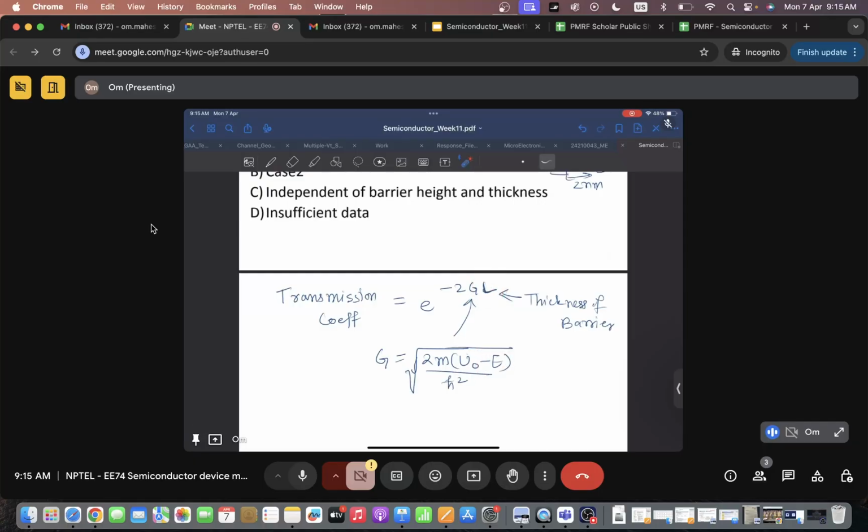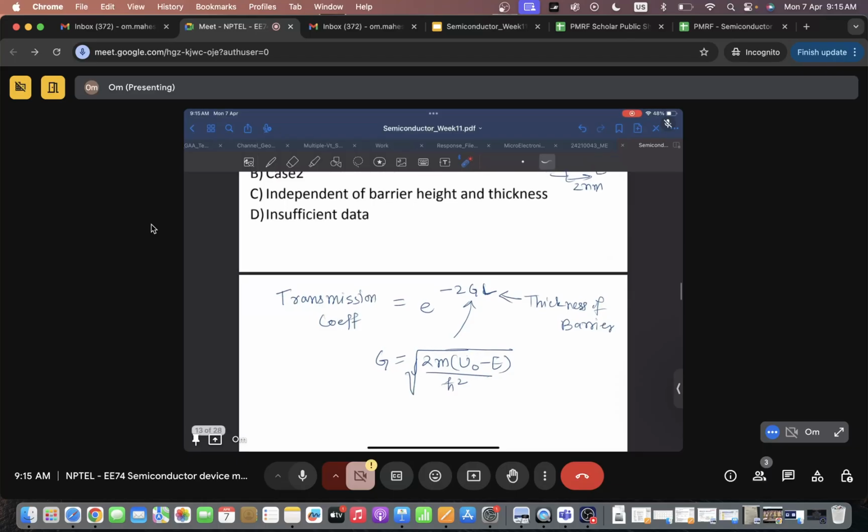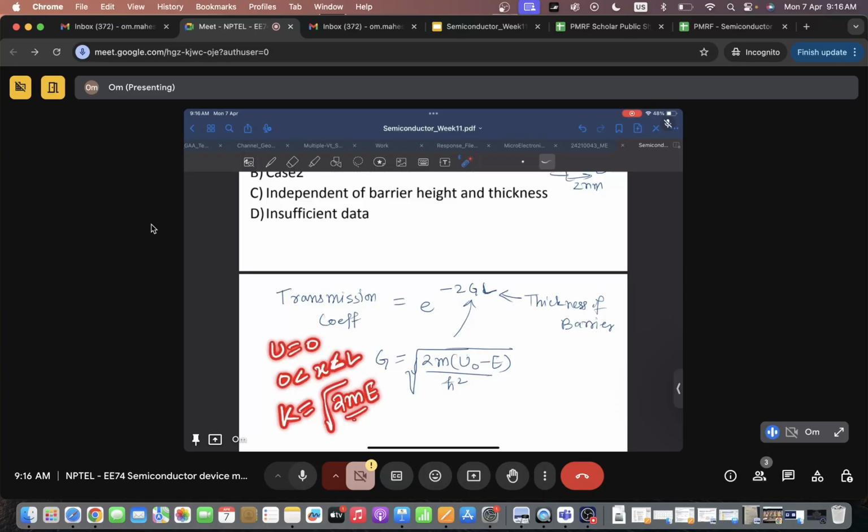This is like we defined the momentum vector K, right? K equals the square root of 2mE upon h cross squared in the infinite potential well case. Do you remember? So similar to that, here it is 2m times U0 minus E, because now U0 is not equal to 0. Earlier, in the infinite potential well case, we had only considered the case where U is 0 between x equals 0 and L. So we got K equals the square root of 2mE upon h cross squared. Now U has a finite value, 70 eV or something, so your G is like this.